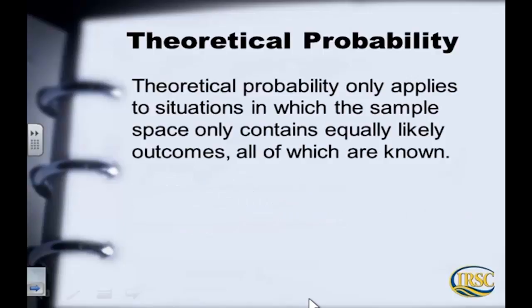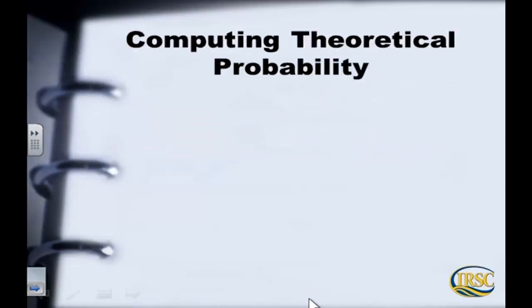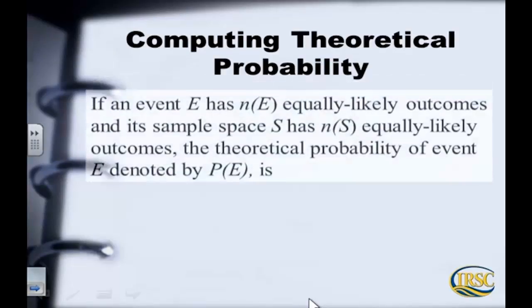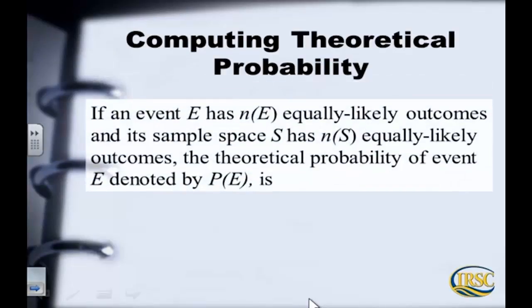Okay, theoretical probability only applies to situations in which the sample space only contains equally likely outcomes, all of which are known. So theoretical means that we're doing this in theory. We're figuring out what should happen based on the information that we have. It's only going to be used for situations where everything has an equal chance of happening. In other words, we're forming a theory based on the information that we have. So one example, the formula.